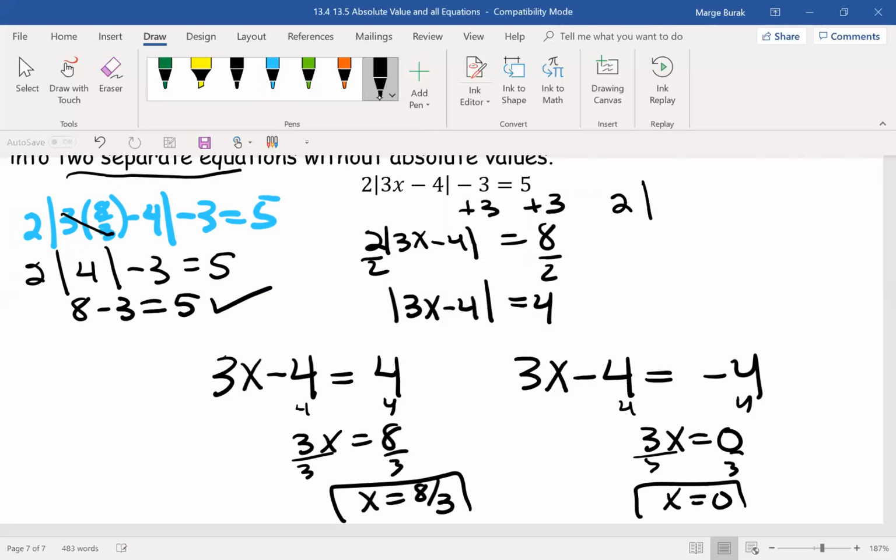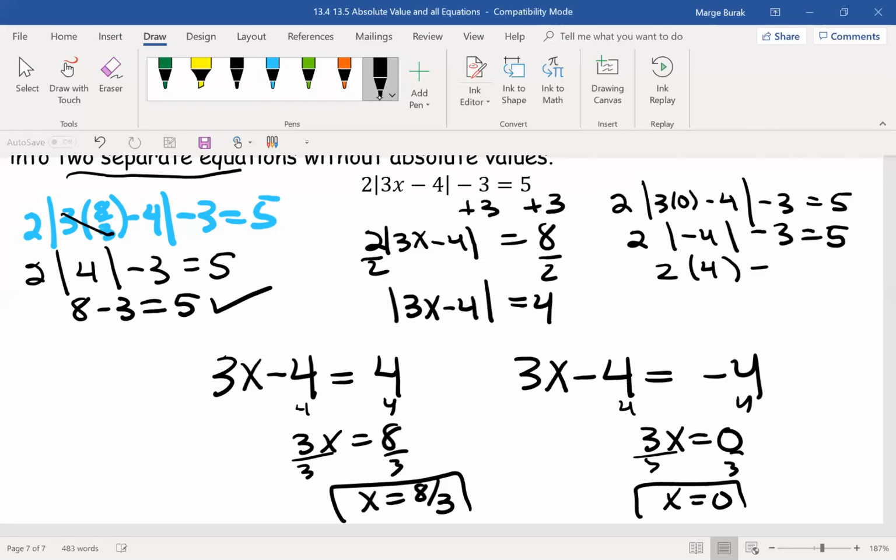And let's try 0, which would be actually even easier. So 2 times 3 times 0 minus 4. You could almost do this mentally, but that's okay. 2 times 0 minus 4 is negative 4. Okay, the absolute value of negative 4 is 4. So I get 8 minus 3, and these both check.